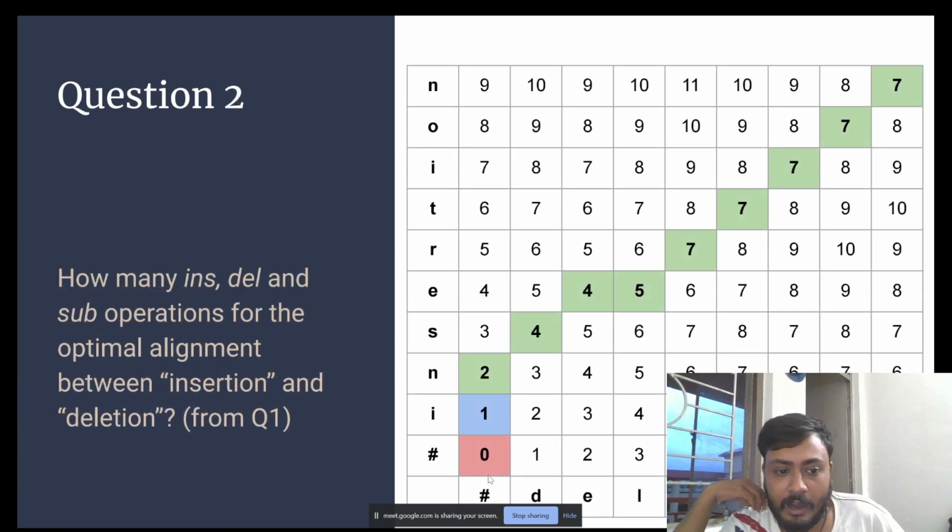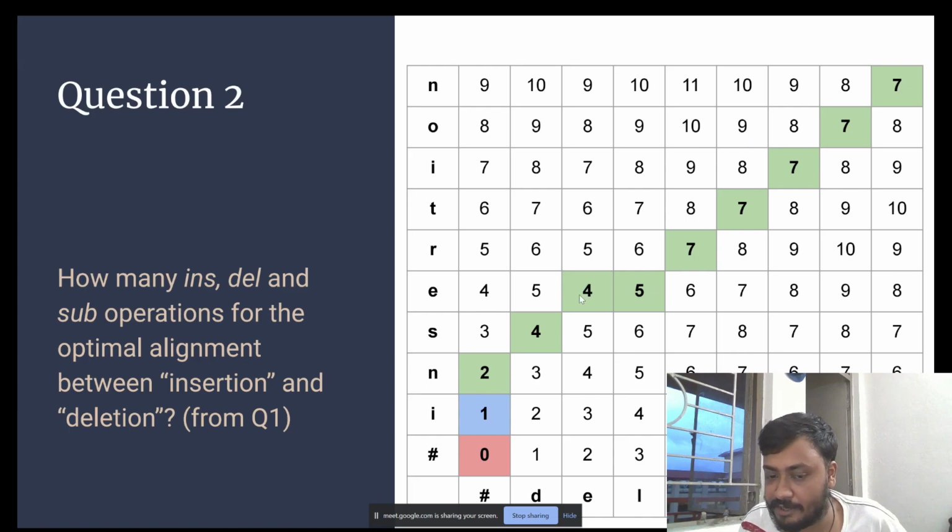Now, they have asked how many insertion, deletion, and substitution operations. As I told you before, horizontal is insertion, vertical is deletion, and diagonal is substitution. So you can calculate from here how many movements were needed. We have two vertical operations, from here to here and from here to here. So these are the two deletion operations. This is a substitution. This is an insertion operation.